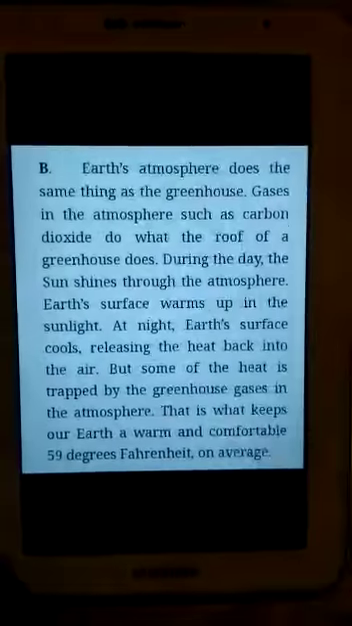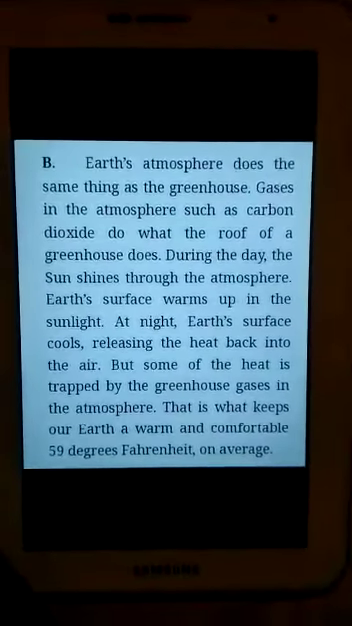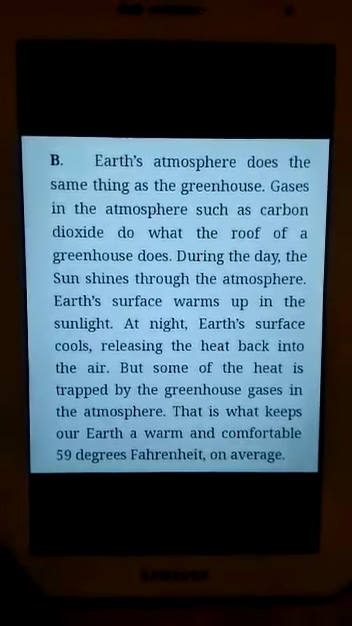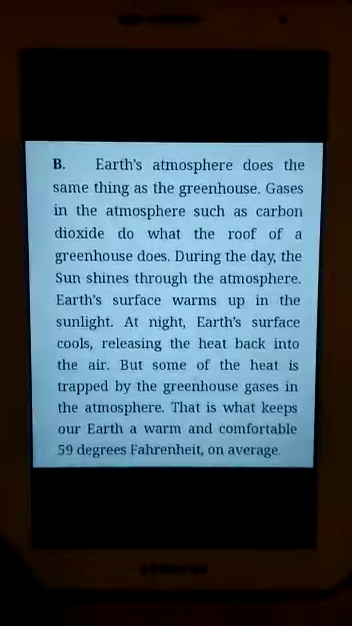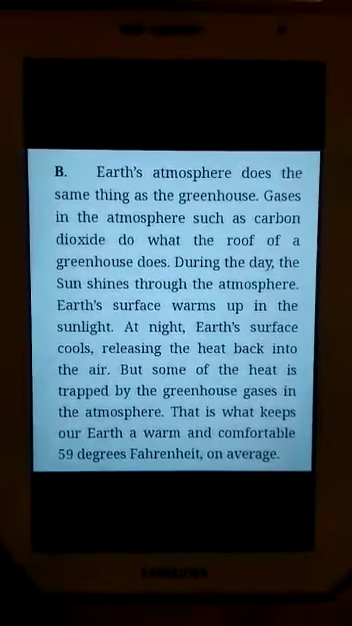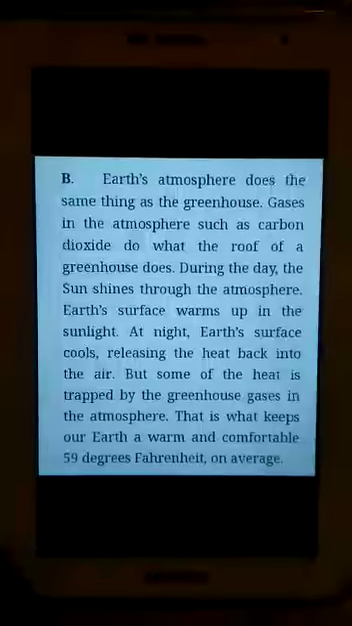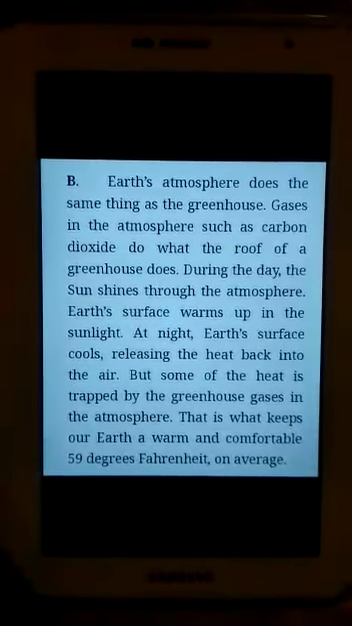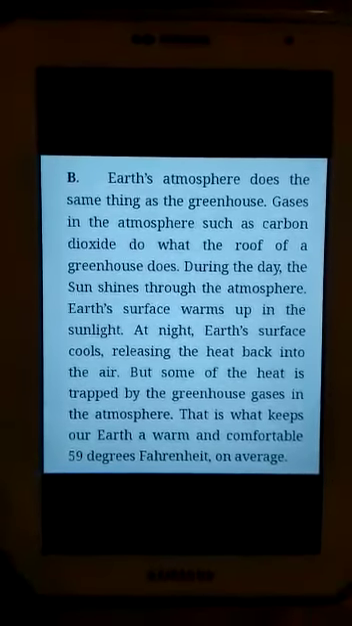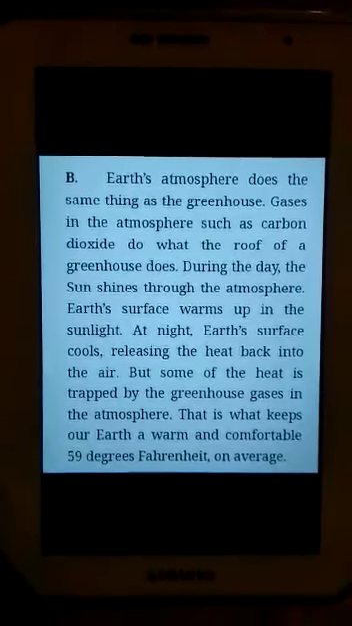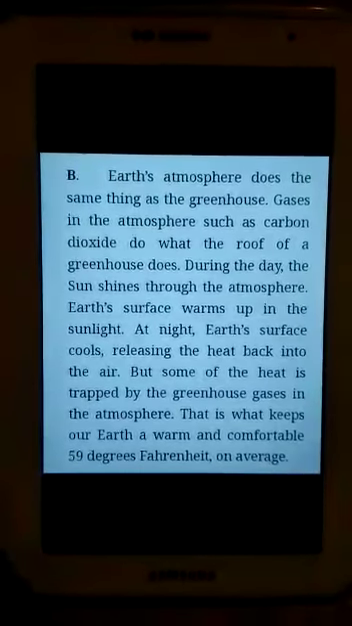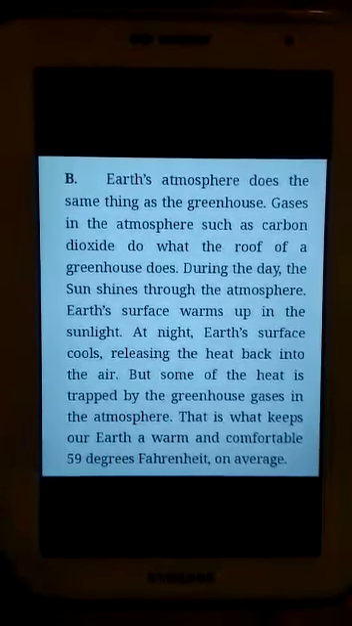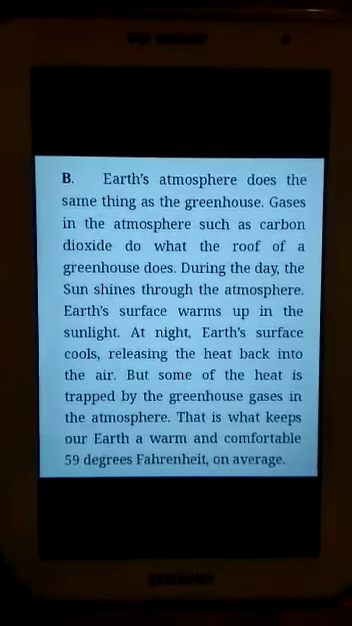Now let's go to the next paragraph, that is paragraph B. Earth's atmosphere does the same thing as the greenhouse. Gases in the atmosphere such as carbon dioxide do what the roof of a greenhouse does. During the day, the sun shines through the atmosphere. Earth's surface warms up in the sunlight. At night, Earth's surface cools, releasing the heat back into the air, but some of the heat is trapped by the greenhouse gases in the atmosphere. This is what keeps our Earth a warm and comfortable 59°F on average.